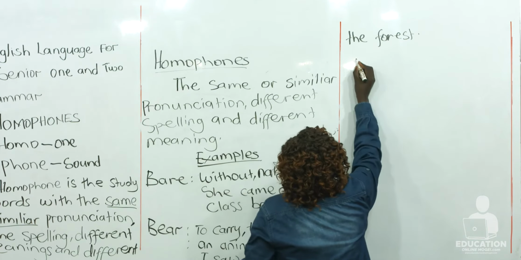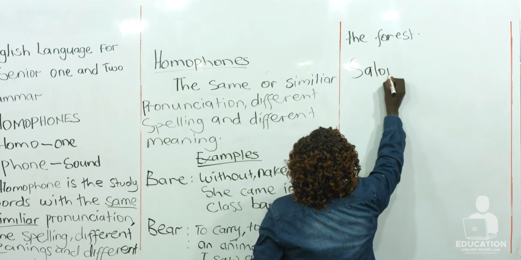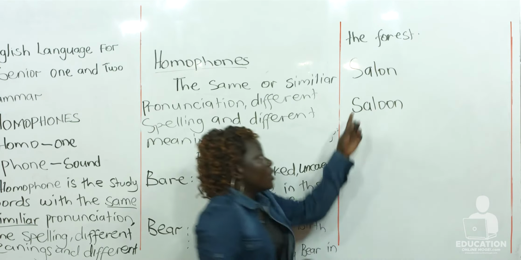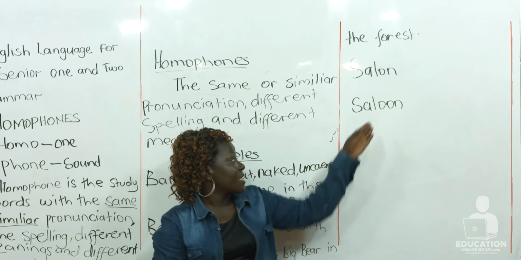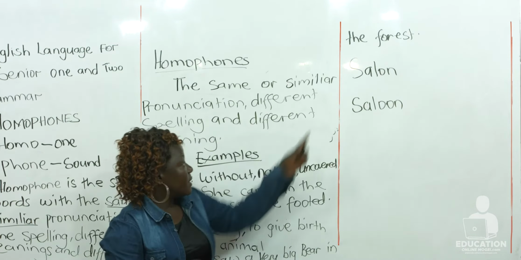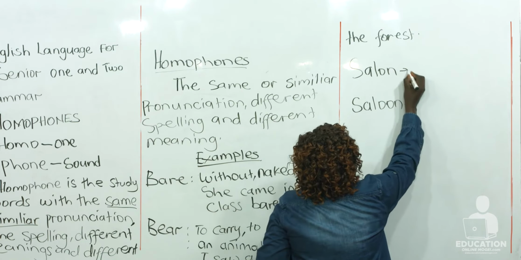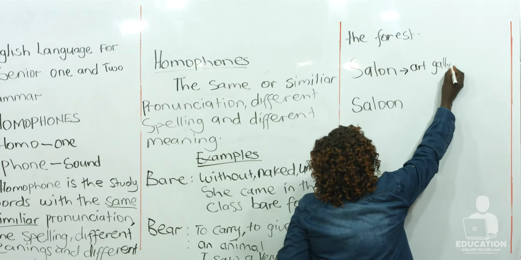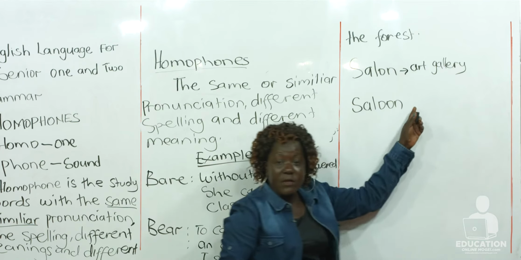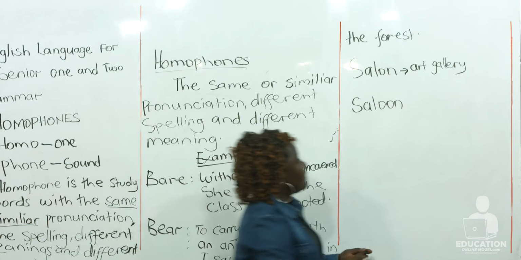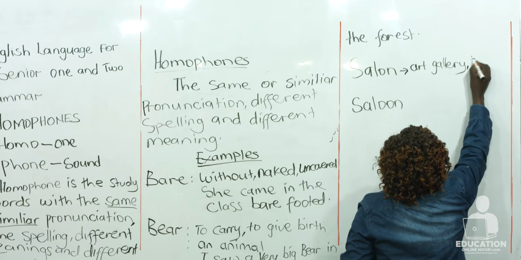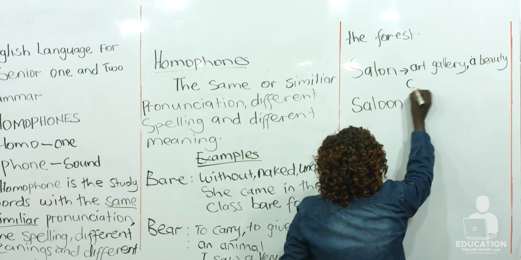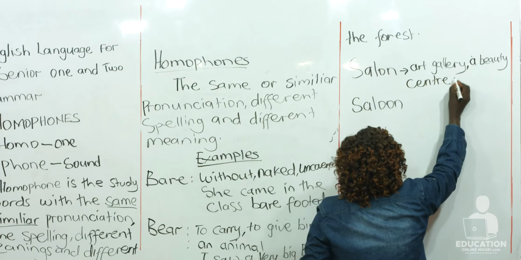Salon and saloon. Salon with single O and saloon with double O. This upper one means an art gallery. It can also mean a beauty parlor, a beauty center, or in that case, shop.